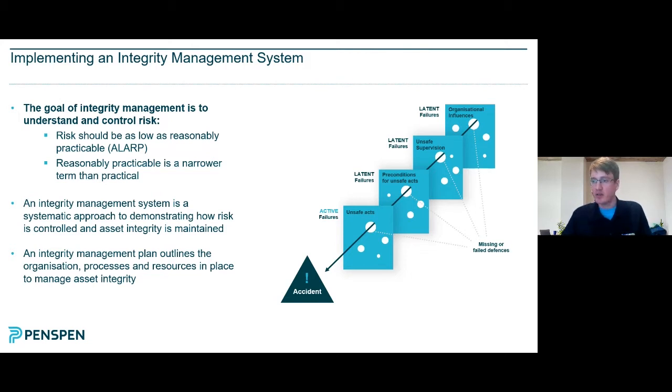An integrity management system then is a systematic approach to demonstrating how those risks are controlled and how your integrity is maintained. And an integrity management plan, some codes and standards call it an IMS or a PIMS, outlines your approach to risk management in terms of your organisation, resources, procedures, and the mitigations that you have in place to control your risks. There'll be further discussion on the topic of PIMS later on in the series of Insight webinars.